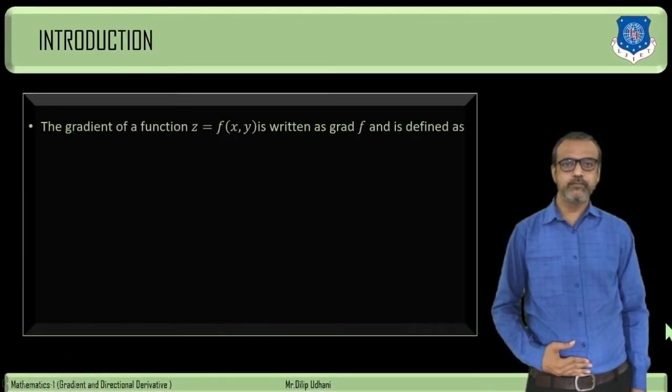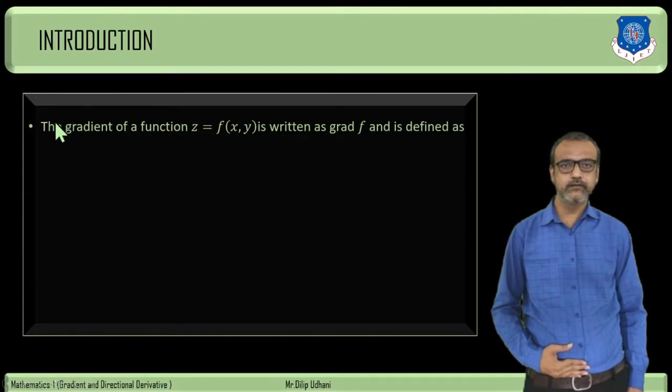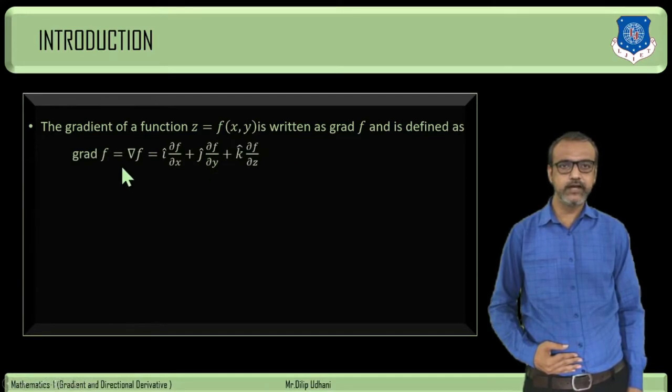So first of all, what is gradient? The gradient of a function z equals f of x, y is written as grad f and is defined as grad f equals nabla f. This symbol is nabla. That is equal to i del f by del x plus j del f by del y plus k del f by del z. This is how we define grad for the given function f.